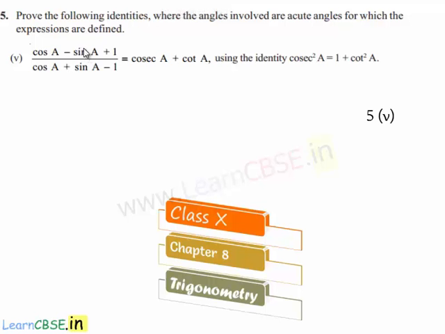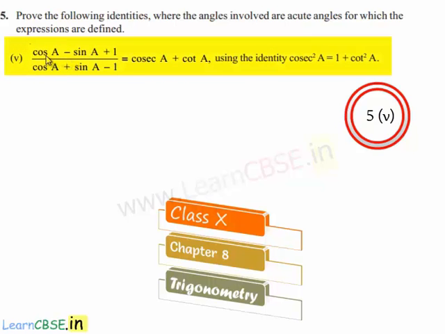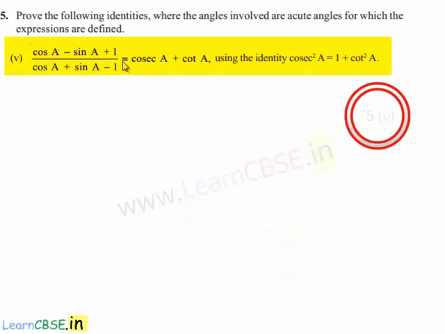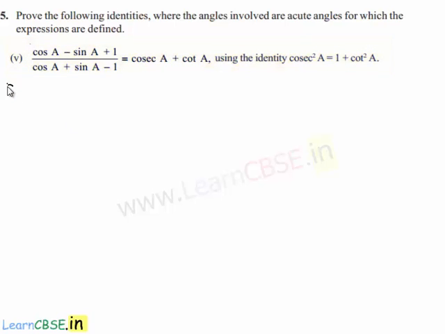Now, moving on to the fifth bit of the fifth question, he has given to prove the equality of (cos A minus sin A plus 1) by (cos A plus sin A minus 1) is equal to cosecant A plus cot A, using the identity cosecant square A is equal to 1 plus cot square A. Now, moving on to the solution.